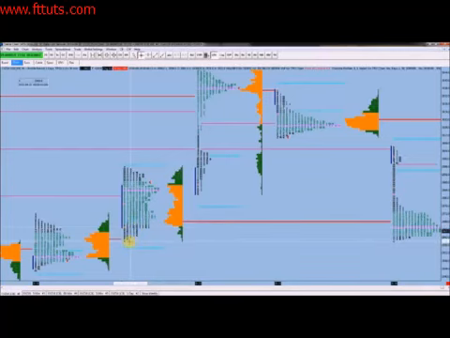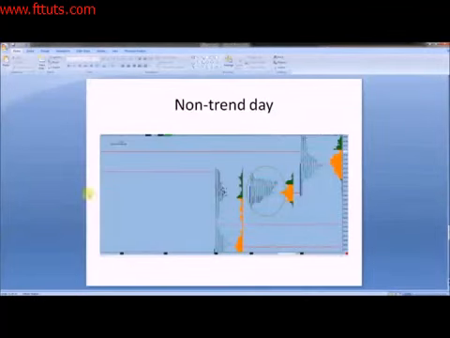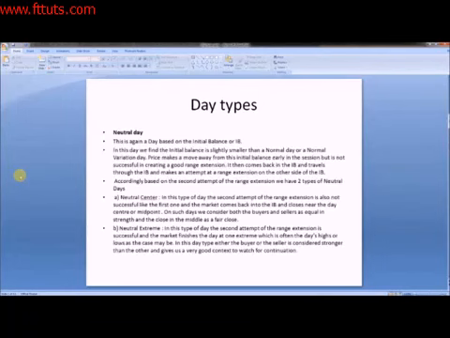Okay, it's not a normal day because the initial balance isn't wide enough and our activity hasn't been contained entirely to the initial balance, but what's happened is we've probed. We've tried to get higher, we haven't. We've come back in. We've tried to get lower, we haven't. We've come back in. The buyers, and when we go back to the slide, if you recall, neutral day.